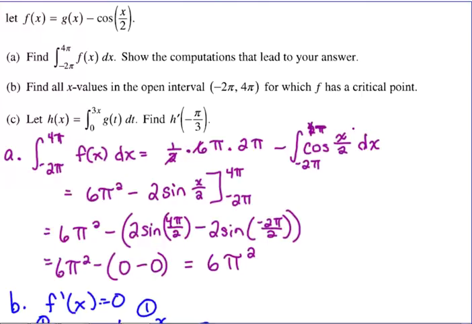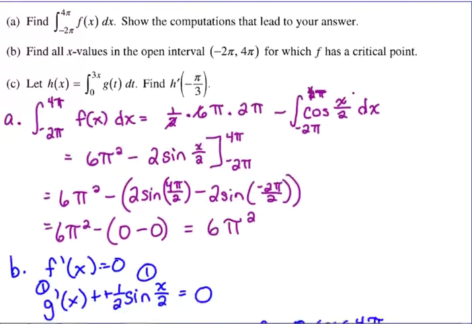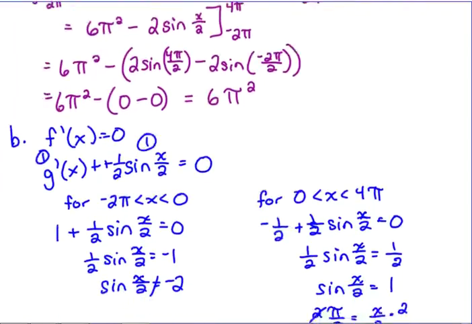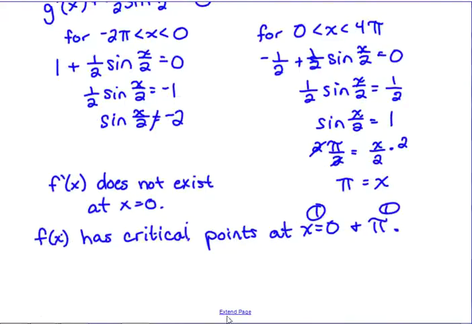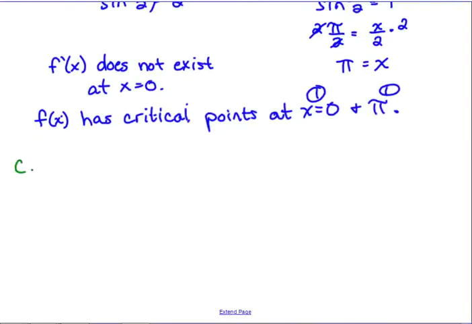Let h of x be defined as the integral from 0 to 3x of g of t. Find h prime of negative pi over 3. So we're taking the derivative here of this new function that they have defined for us. So h prime of x, we're taking the derivative of an antiderivative. So remember, they cancel out.